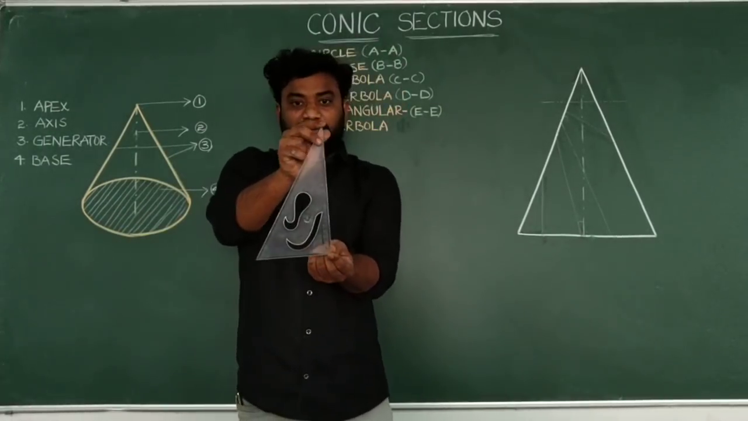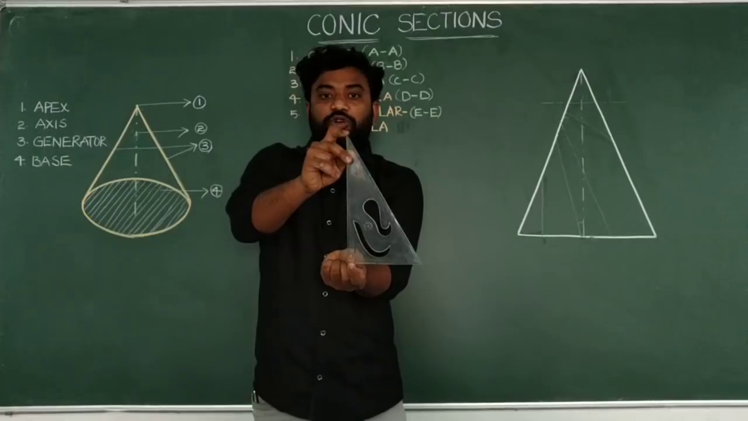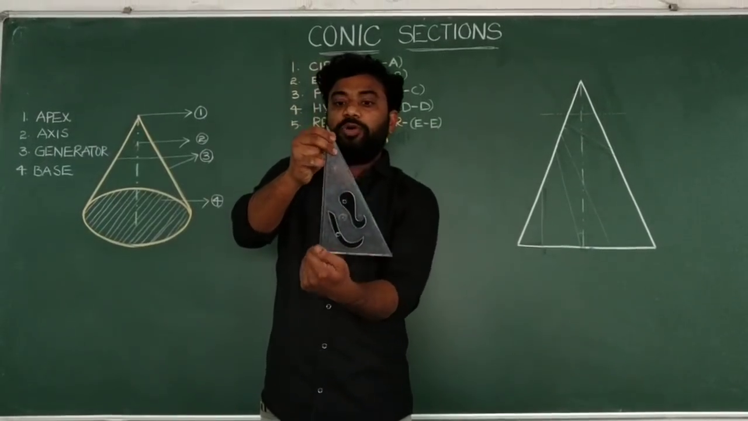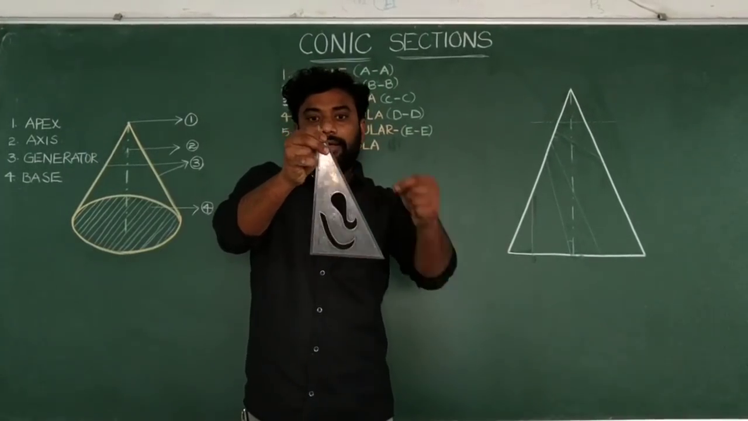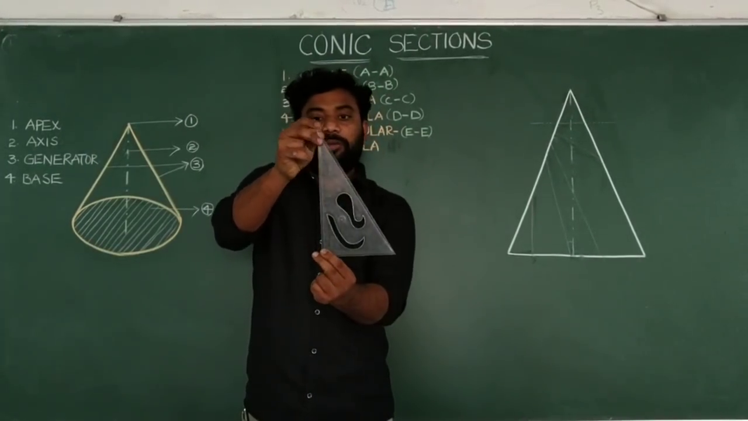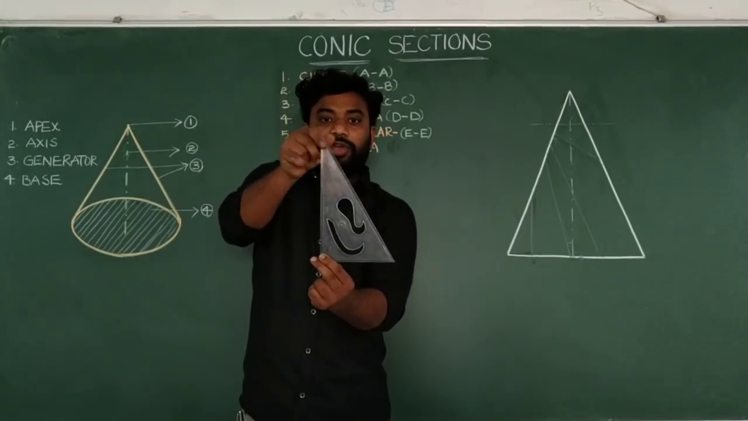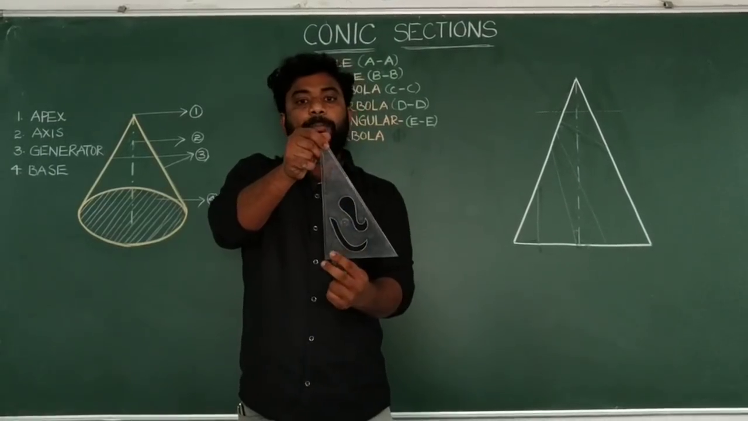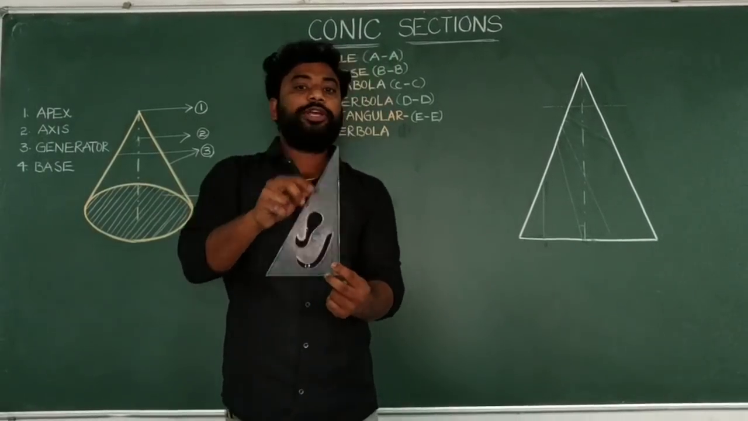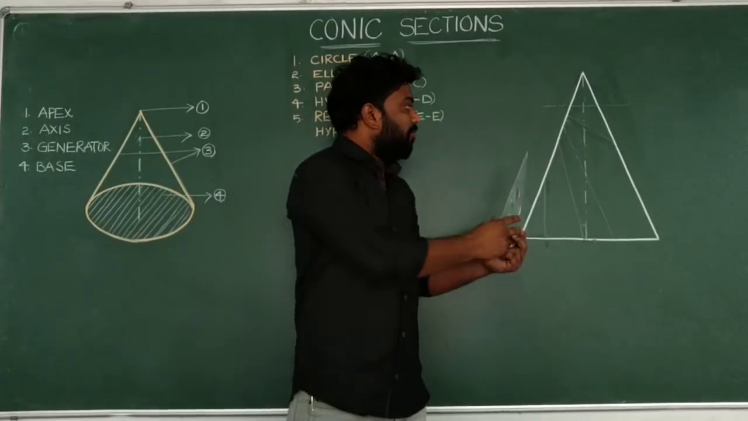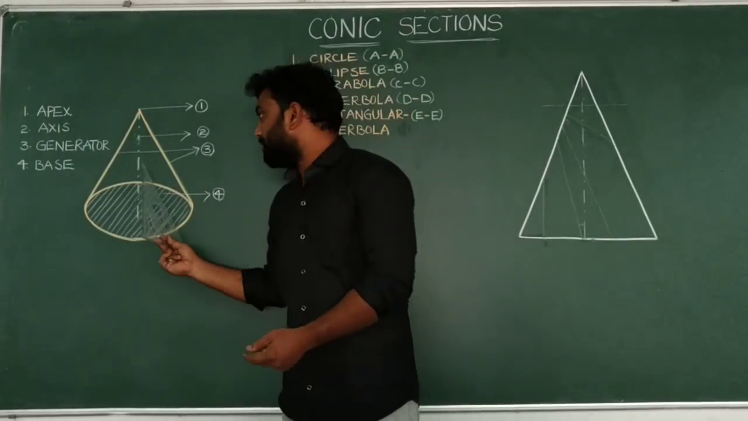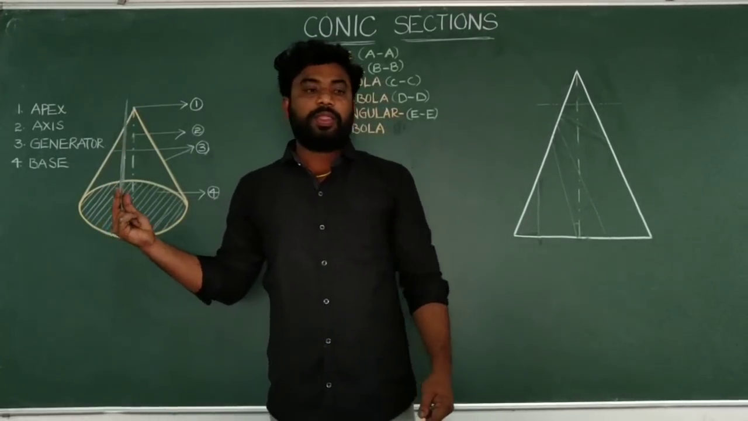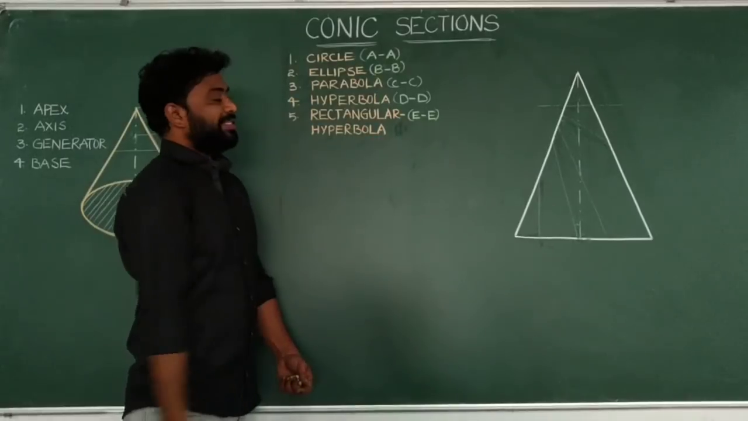If we observe this plane surface, the topmost point is fixed, that is the apex, and this vertical line is also fixed. But the inclined line is movable. By rotating this line, we get the cone surface. That is why this line is called the generator. After 360 degrees, we can show two generators, the left side generator and the right side generator. Now we can move to the conic sections.